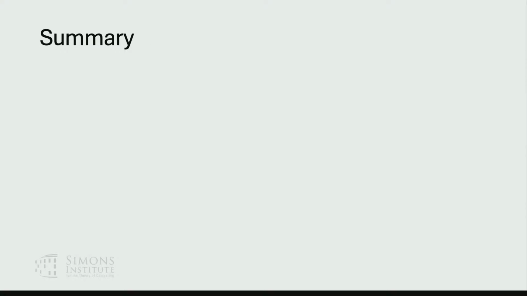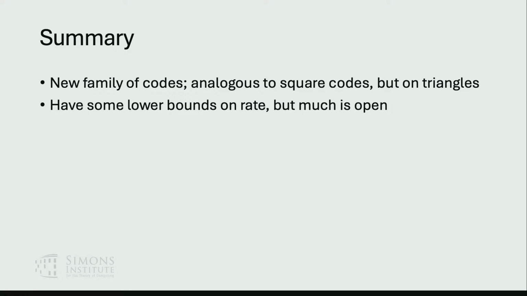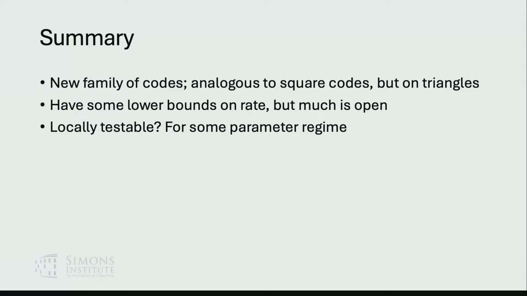Yeah, that's it. So let me summarize. We have a new family of codes. I didn't talk at all about the square codes, but it's analogous in the sense that the bits are now in the triangles and not the squares. We have some bounds on the rate, but a lot of it, I don't think it's optimal. It's locally testable for some parameters, and we saw the other properties.